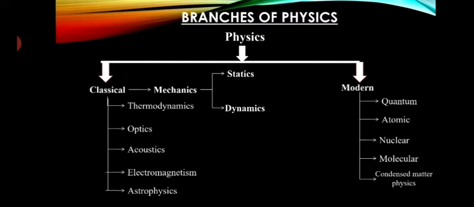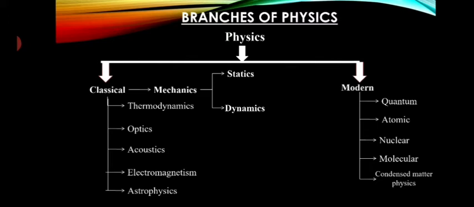Modern physics is based on the application part, in which quantum and atomic physics deal with particles or matter at atomic or subatomic level. Nuclear physics is the study of the nucleus, whereas molecular and condensed matter physics are not a part of the context, so we'll skip that part.